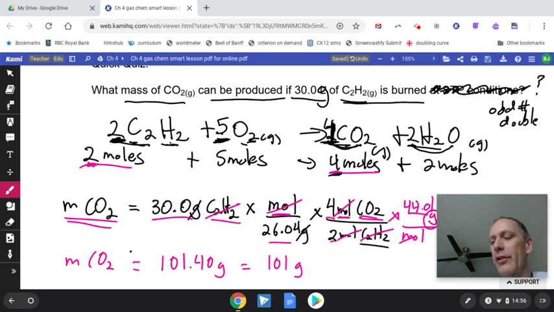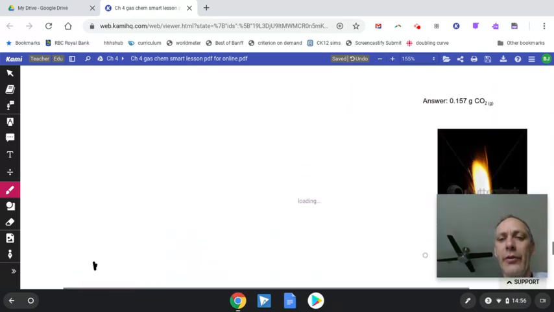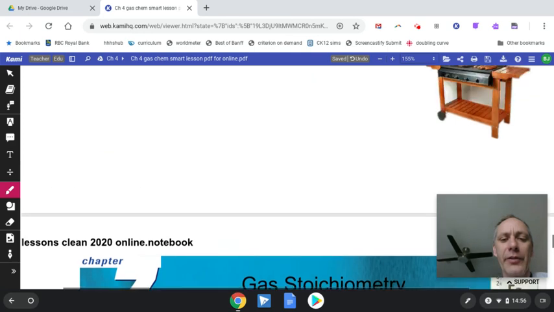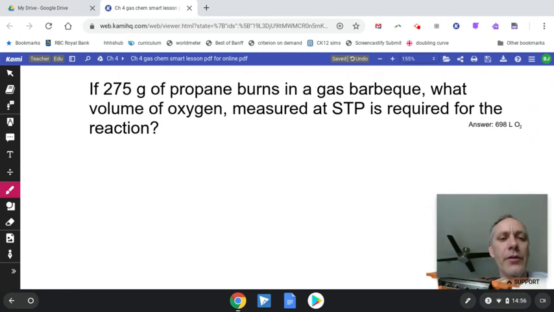So now we're going to start on the notes for today from your study guide, gas stoichiometry. And we're going to go through, I think, 3 or 4 problems. And you will be masters of gas stoich, hopefully. Okay. 275 grams of propane burns in a gas barbecue.